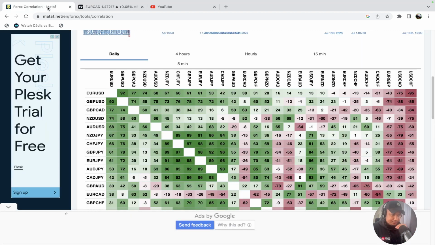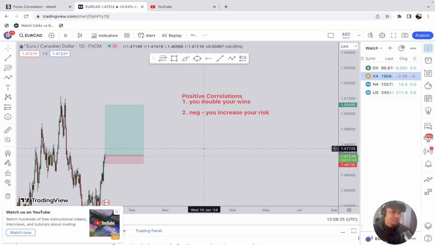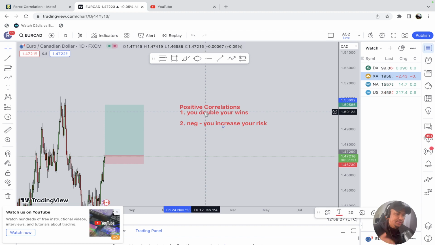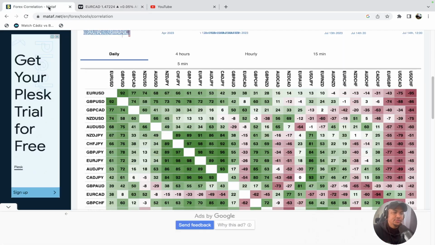Now that you guys have gained an indication of why it's important to understand this, so that you don't just take every signal that comes through, you obviously know, okay, I can't buy this and I can't sell this because why?